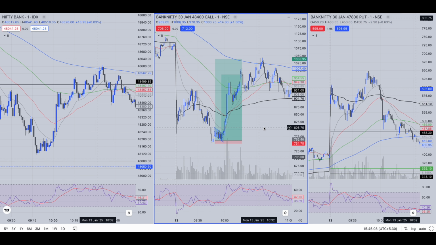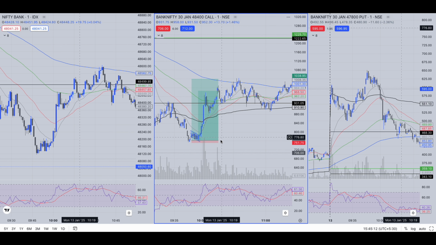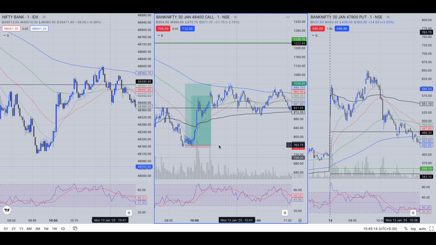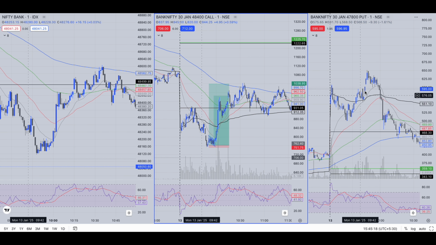This is what I'm saying. This is a pure setup, guys. This always happens in Bank Nifty whenever you see some kind of pattern consolidation happening over here. But here you can see that there is RSI divergence as well.